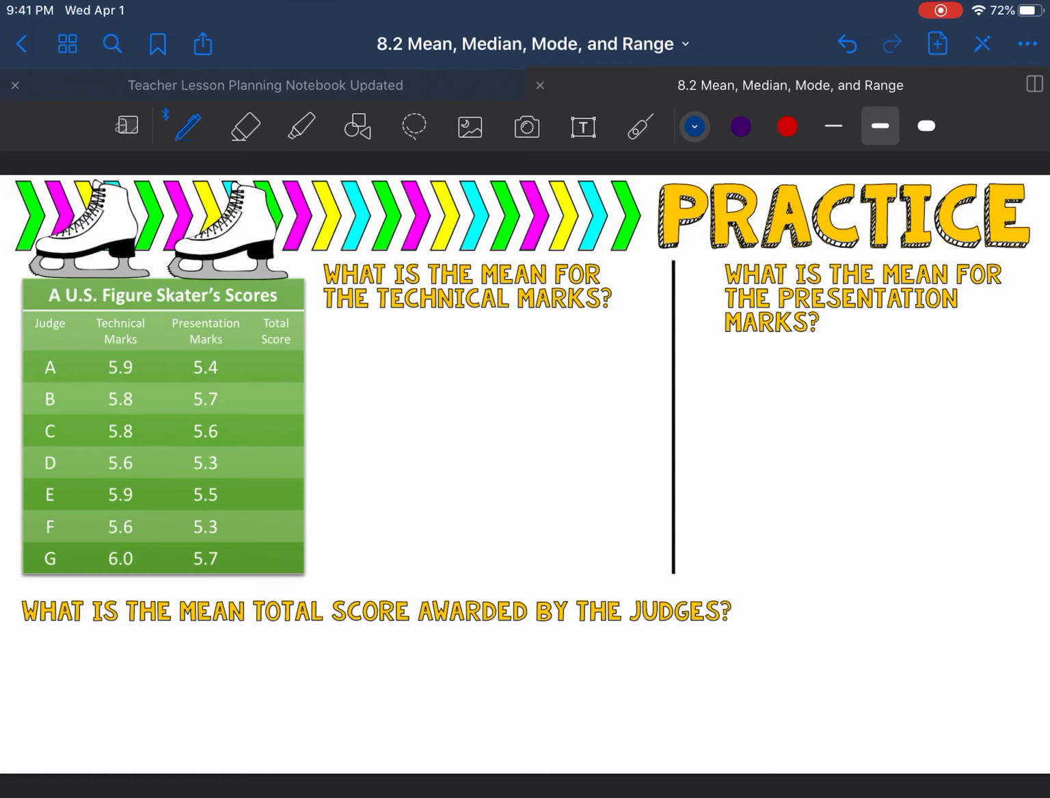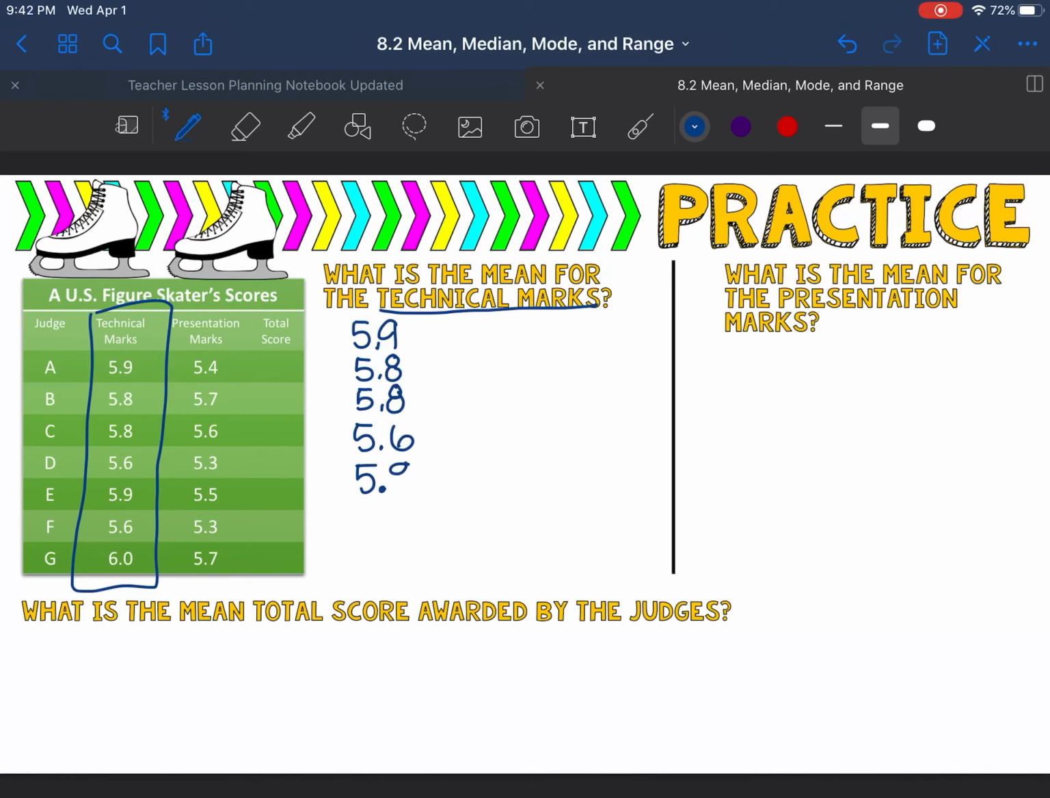All right, so let's go ahead and write all of our numbers. So I have 5.9, 5.8, 5.8, because remember this says technical, okay? Technical marks, I'm only looking at this column. 5.6, 5.9, 5.6, and 6.0. Okay, so before I add anything, I want to drop my decimal down. Good. So now I'm just going to add.